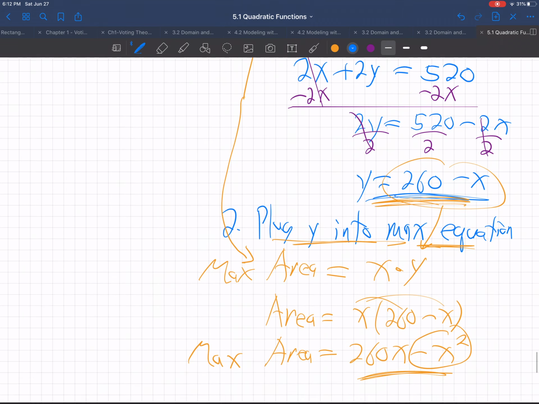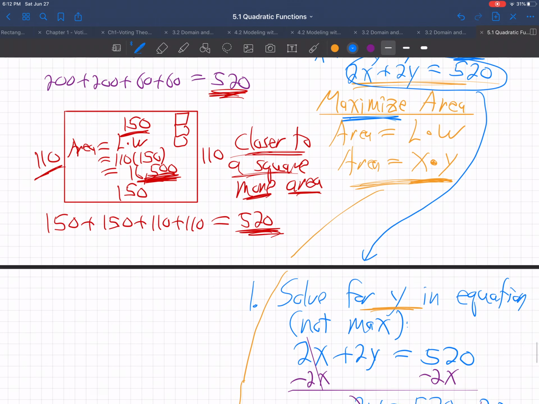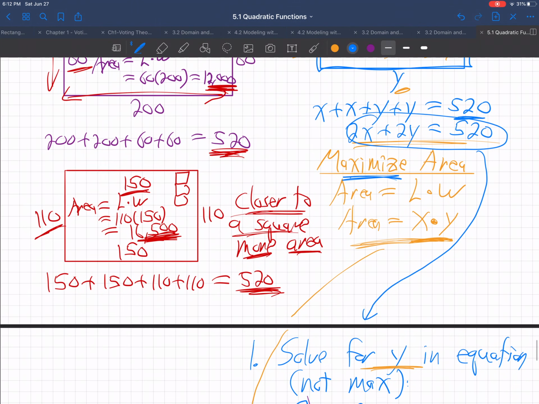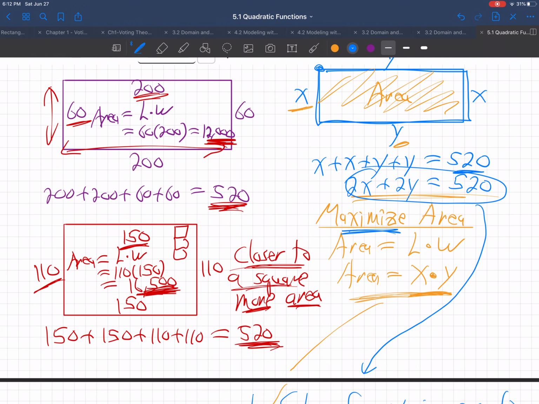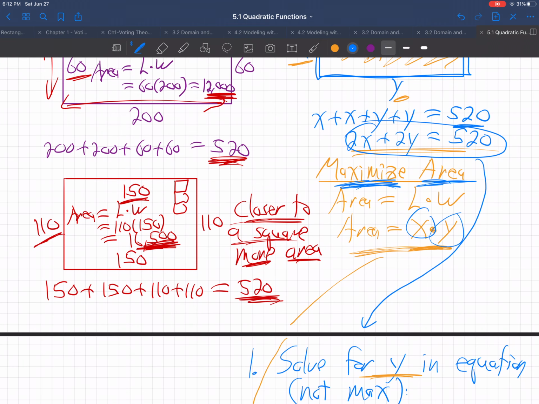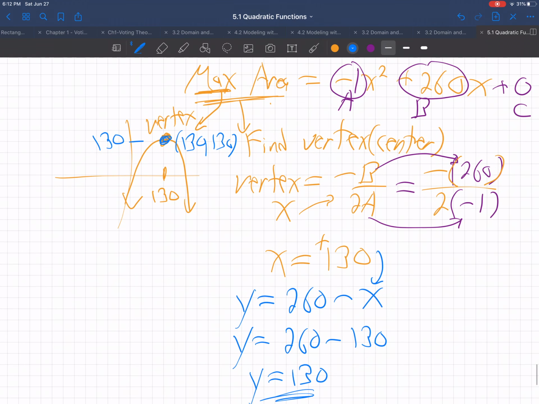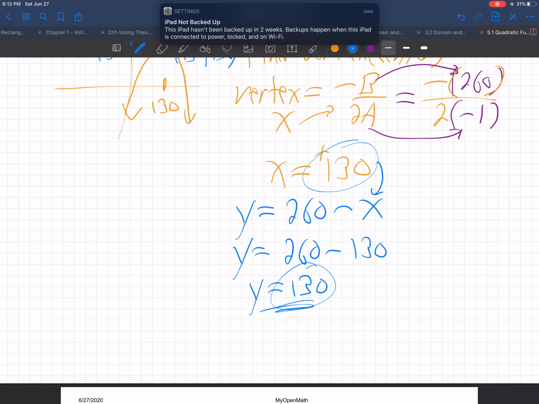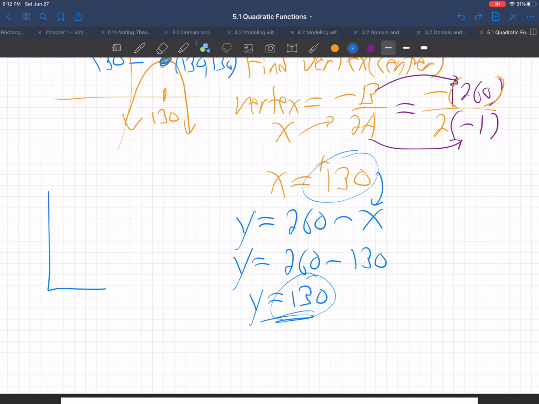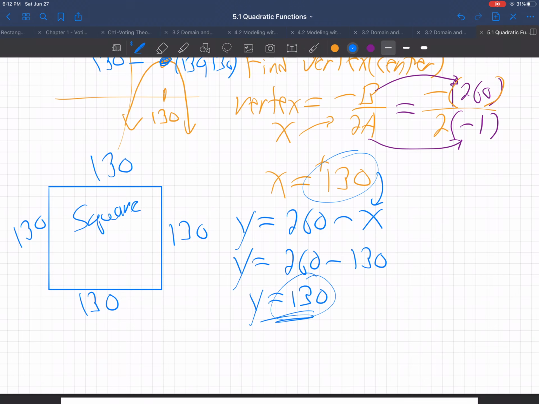And what does that mean about real life? That means that x and y are both 130. So the maximum area rectangle is the one where x and y are both 130, aren't they? What do we call a rectangle where both the dimensions are the same? We call that a square. So it's a square. What's the area, by the way, of this thing?